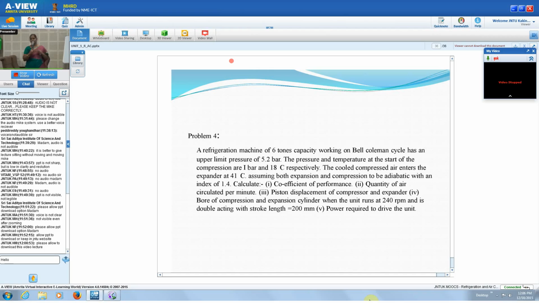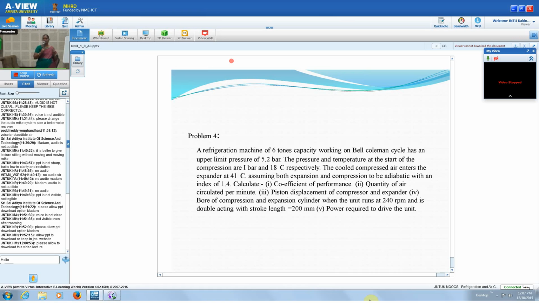So the inlet conditions or the suction conditions for the compressor is given as 1 bar and 18 degrees centigrade, and the maximum pressure is given as 5.2 bar. So P1 and T1 are given. So with P2 find out T2. Then it is also given that T3 is given. The cooled compressed air enters the expander at 41 degrees centigrade. So T3 is known and T2 is also known. So find out T4.